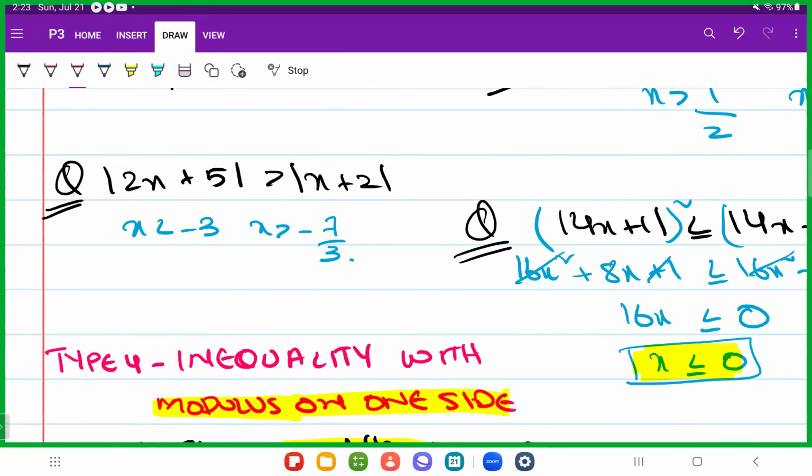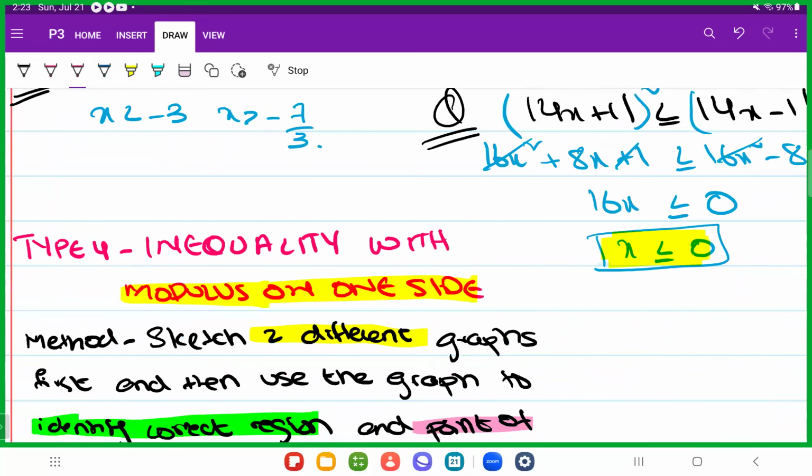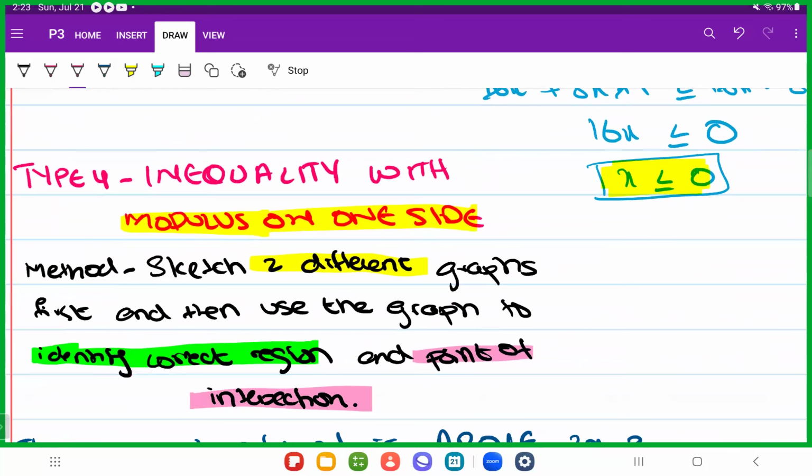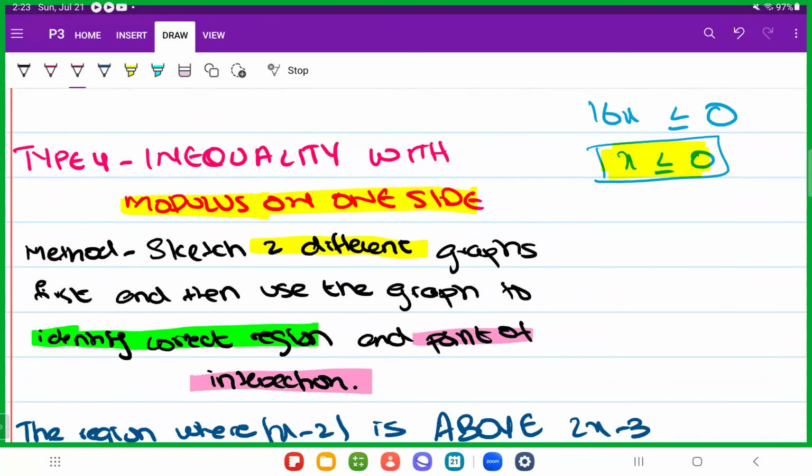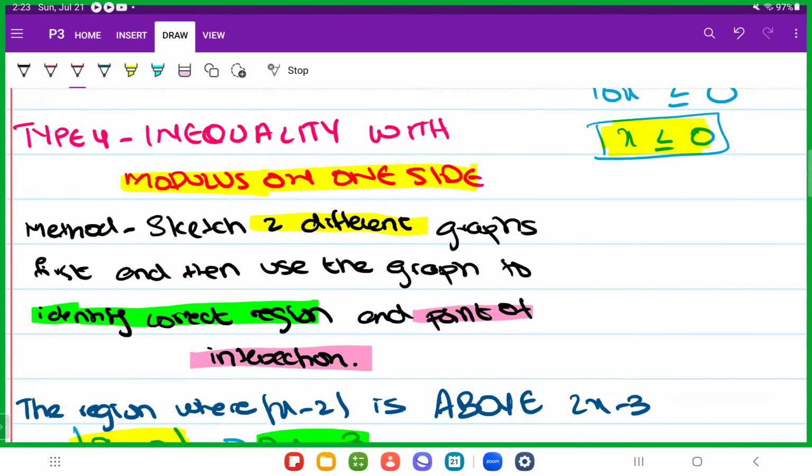So this is how you will be doing it. Let's look at another type of inequality which has a modulus on one side. Now there's an inequality where the modulus is only on one side. So over here, what you'll be doing is you sketch 2 different graphs first and then use the graph to identify the correct region and point of intersection.